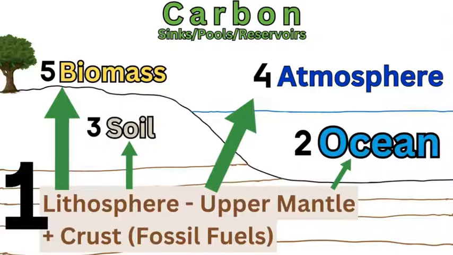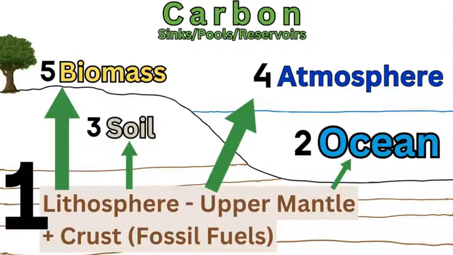So the first one is the lithosphere. It's the upper mantle and crust. It is the rocky layers towards the surface of the planet which contains the majority of the carbon. This is also held in fossil fuels, which we extract and burn to obtain energy through the hydrocarbons, which will obviously add additional carbon back into the system, which would have normally been held for a long time within this lithospheric pool or reservoir.